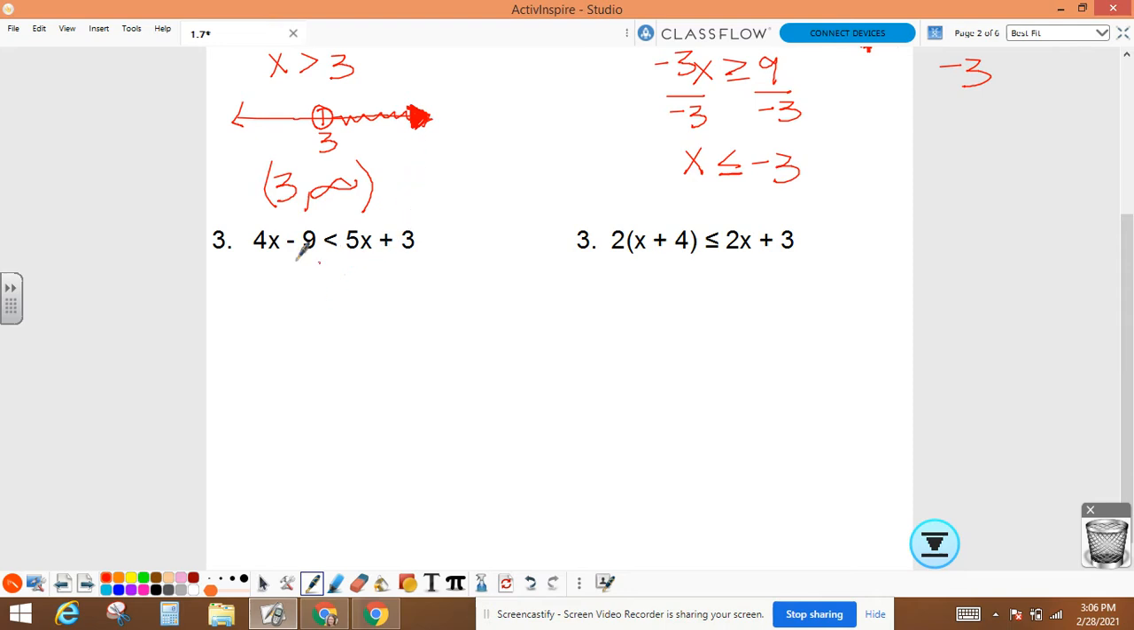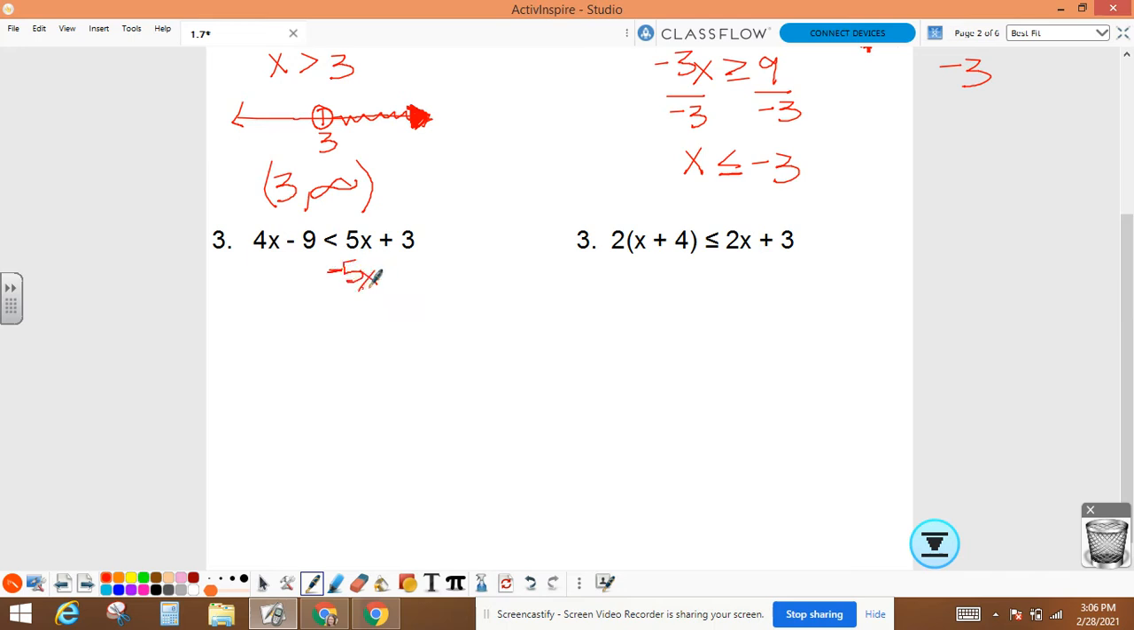All right, so here we have variables on both sides. So you can subtract 4x and go this way, or you can subtract 5x and come this way. It doesn't really matter which way you go. I like to keep the x on the left side. That way I can remember that I can just shade the way that my symbol points. But honestly, it does not matter.